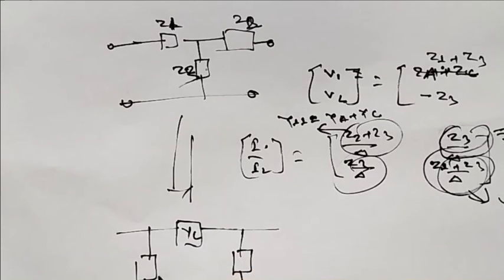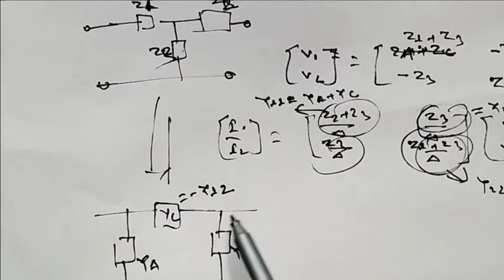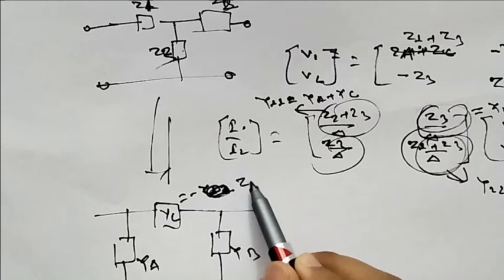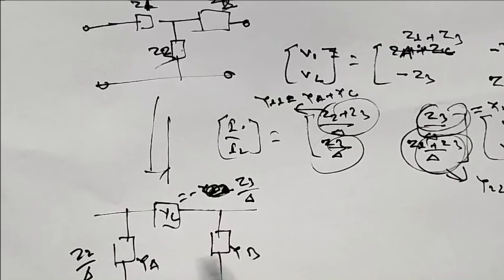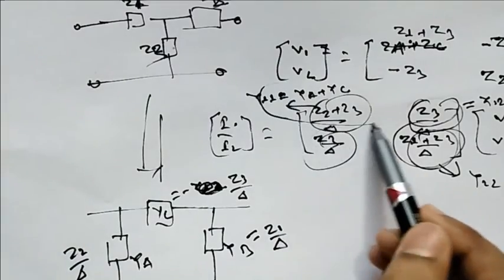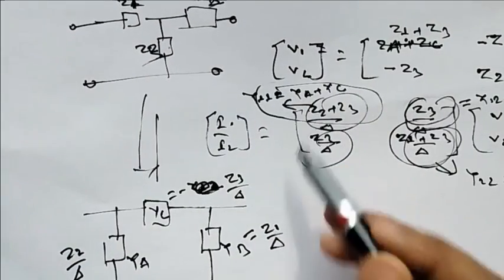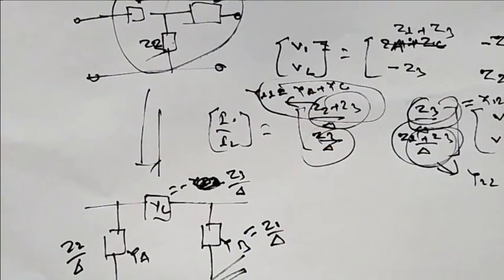Now if I convert this network into pi, if this is your yc and this is your ya, this is your yb, and this will be your minus y12, and this yc is going to be z3 by delta, this is going to be z2 by delta, and yb will be z1 by delta. From this expression we can directly write over here the conversion of T to pi model. So this is all about the y parameter.